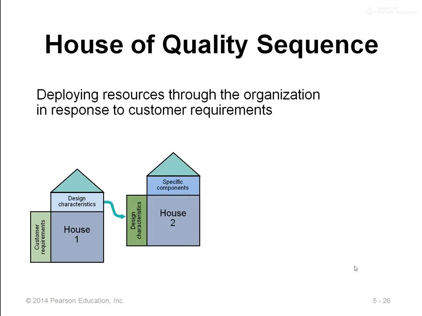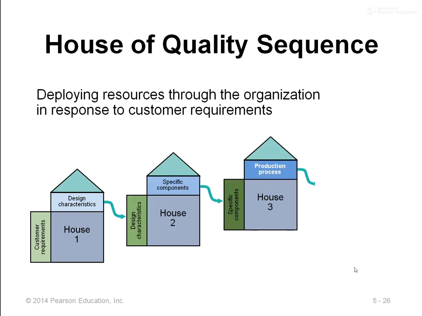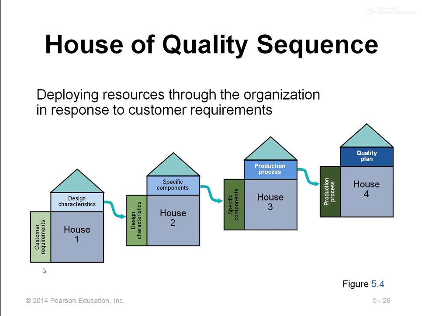You can do this house of quality. The first one was customer requirements and design characteristics. You can then do another house of quality for design characteristics and specific components for that design, and then another for the specific components and the production process, and another for the production process and the quality plan. Okay, with this we complete this explanation of what is called the house of quality.